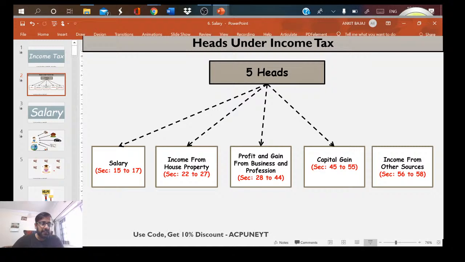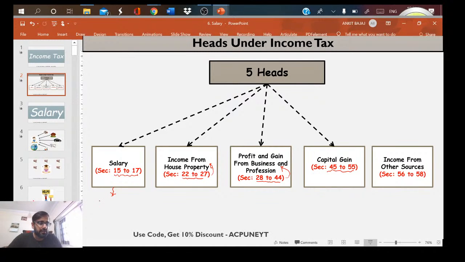So sections 15 to 17 cover the salary chapter. Sections 20 to 27 cover the income from house property chapter. Sections 28 to 44 cover the PGBP chapter. Then 45 to 55 cover the capital gain chapter, and 56 to 58 cover the income from other sources chapter. So the chapters have been decided or bifurcated according to the sections. Is it clear?